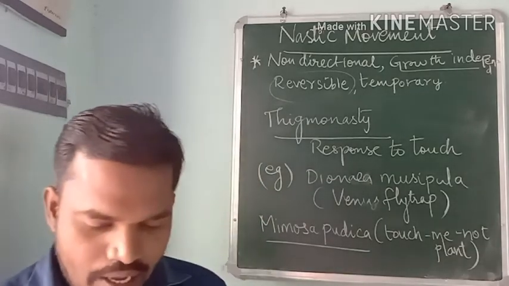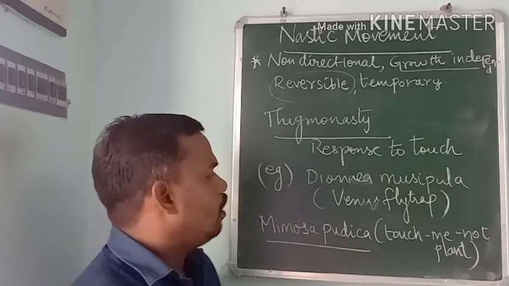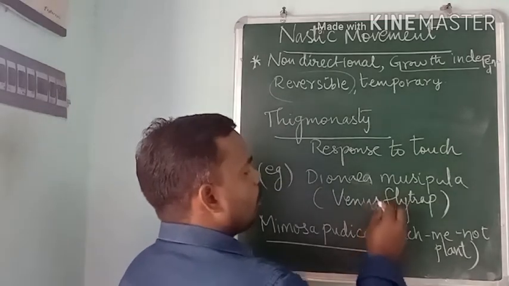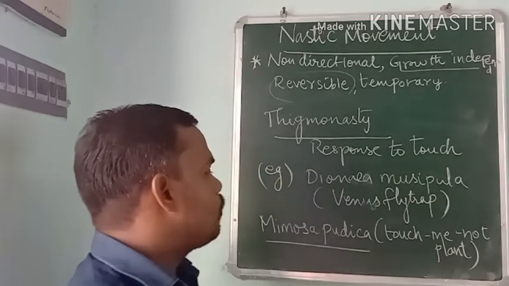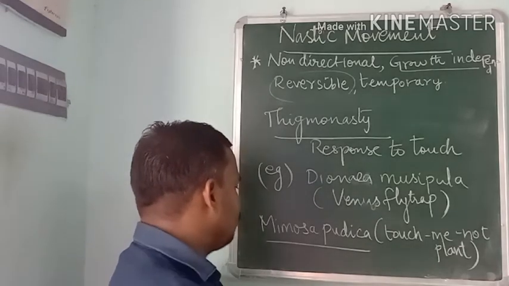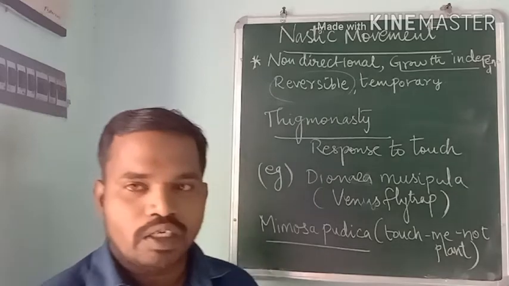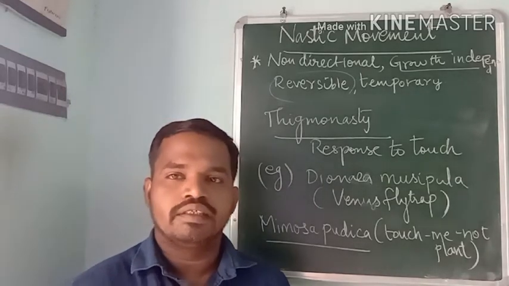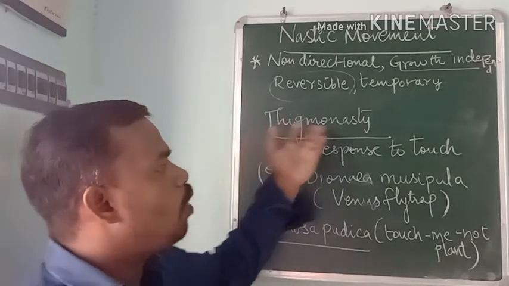Venus flytrap உடைய botanical name வந்து Dionaea muscipula. Mimosa touch me not plant உடைய botanical name வந்து Mimosa pudica. Do you understand what I am saying? Got it? Clear?